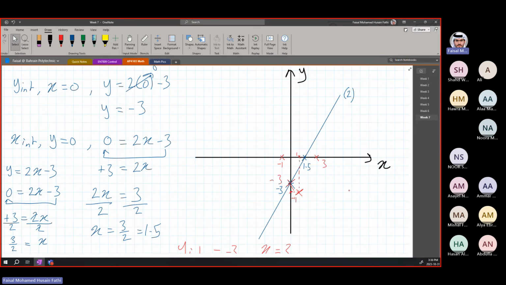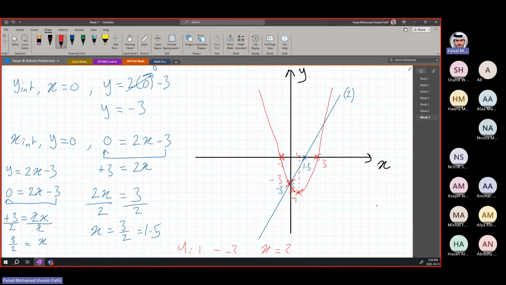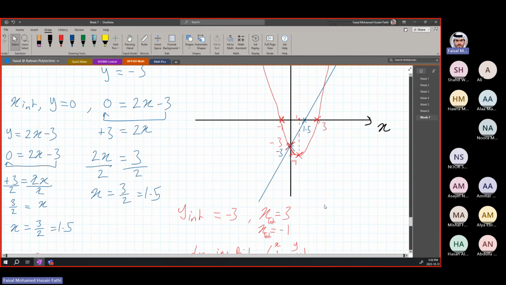But now we have a good idea of what our red graph looks like, which is a parabola. We know it has to go through this x over here, the y-intercept. It has to go through the x-intercepts. So if we plot it, it's going to look something like this. Almost. Now, does it make sense? So far, no new concepts. We're just plotting, same as week 6.